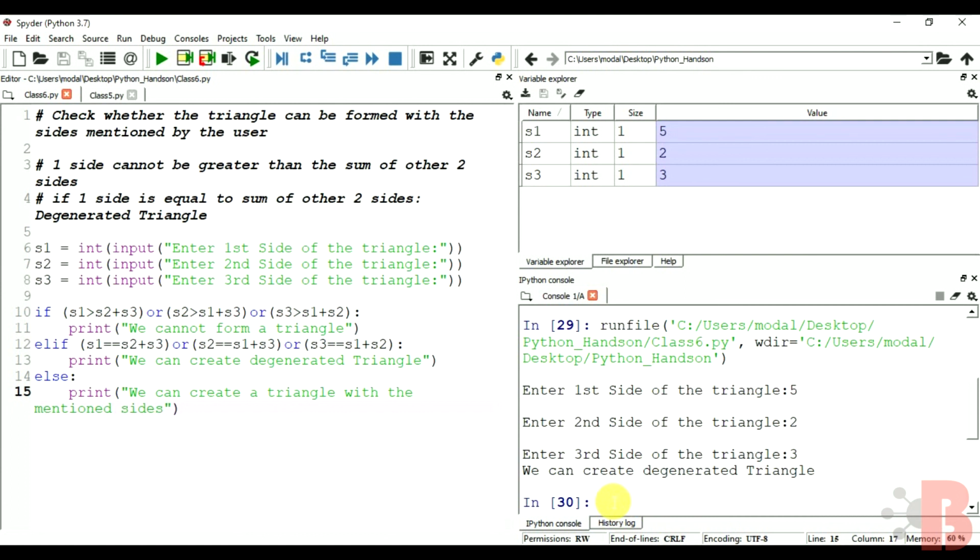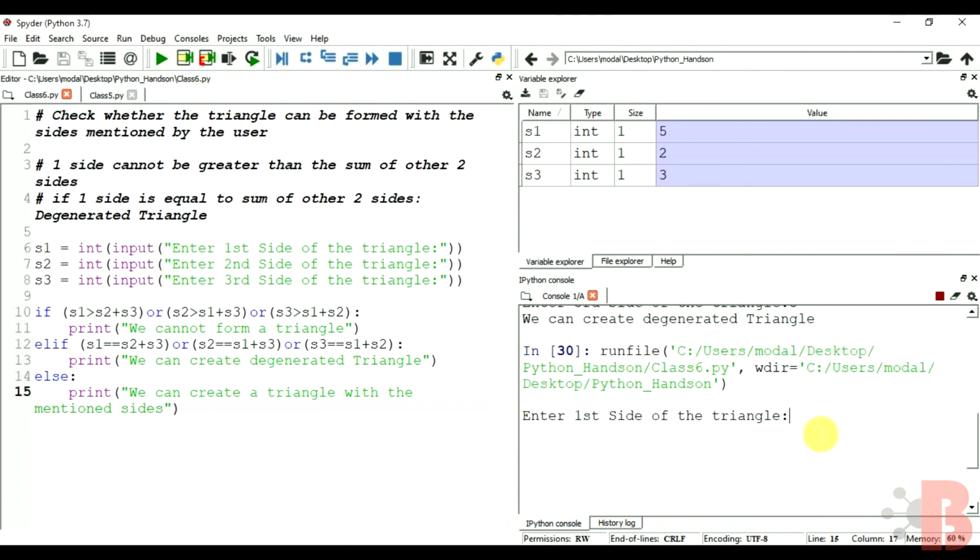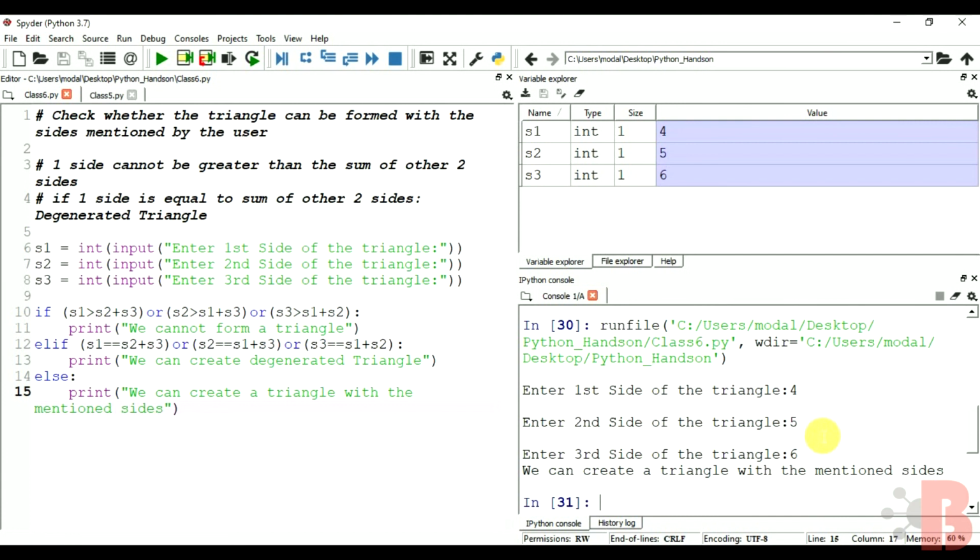Now I am going to give new sides. Here 4, 5, 6. We can create a triangle with the mentioned sides.